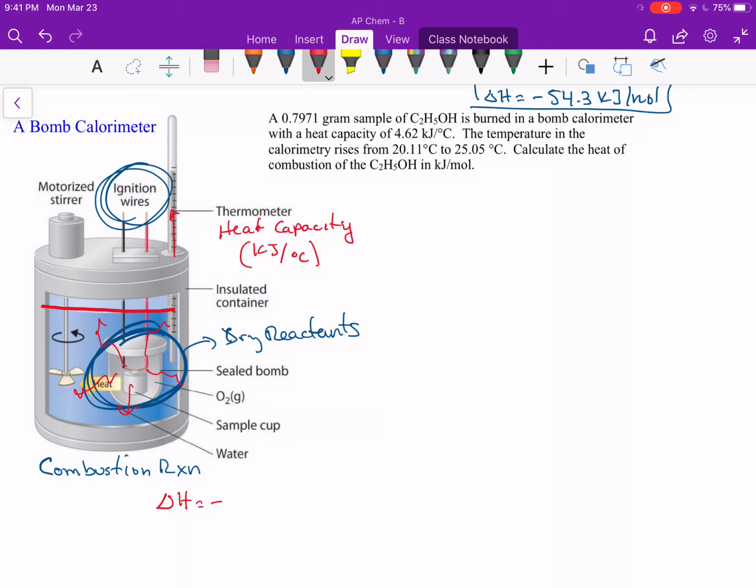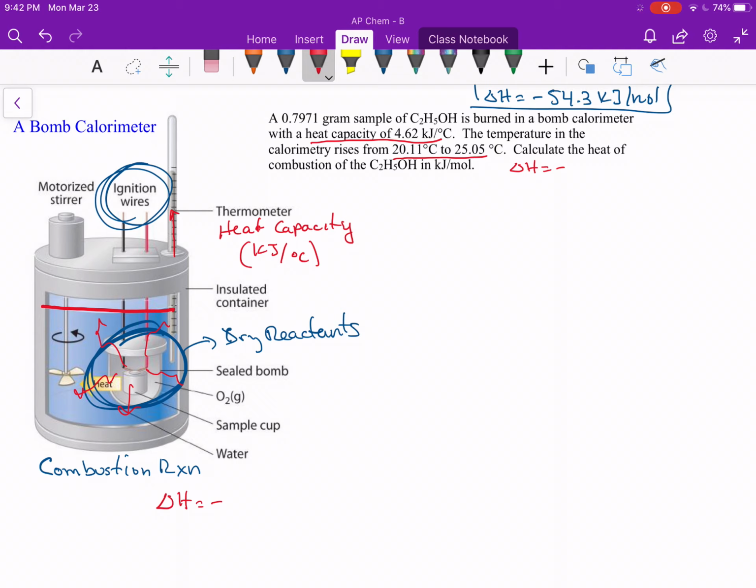And so if we look at our sample problem, we're combusting our C2H5OH in our bomb calorimeter. We're not going to worry about setting up that balanced equation. But right now we're going to look at how we do this. We have a certain mass of the substance. We have a heat capacity of our calorimeter. We have a temperature change, and we see the temperature increases. So we know automatically that delta H for this process is going to be negative.